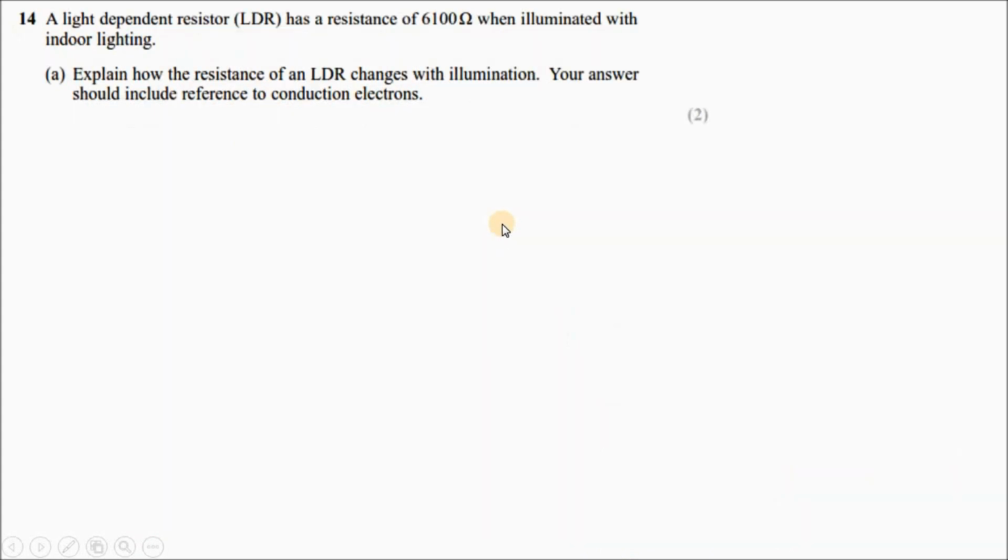Question number 14. A light dependent resistor LDR has a resistance of 6100 ohm when illuminated with indoor light. Explain how the resistance of an LDR changes with illumination. Your answer should include reference of conduction electron. It's a straightforward question. Again, we need to relate the light with the resistance.